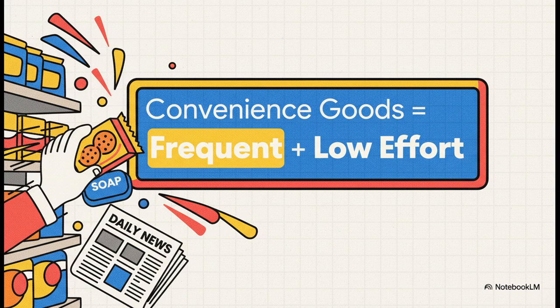I mean, think about it. These are the things you buy constantly, almost on autopilot, right? Biscuits, soap, maybe a magazine. You grab them and you go. They're usually cheap, and buying them is basically a habit.